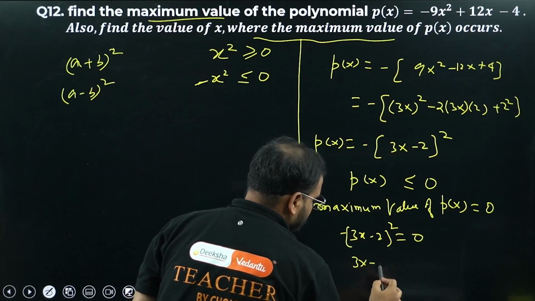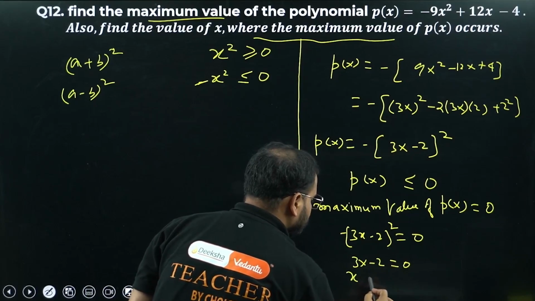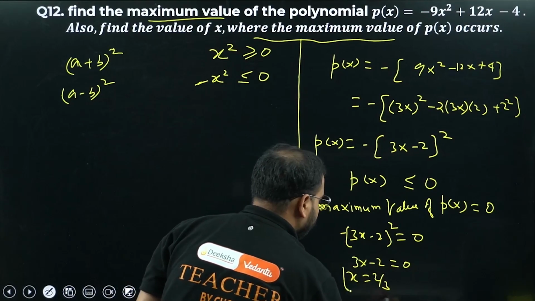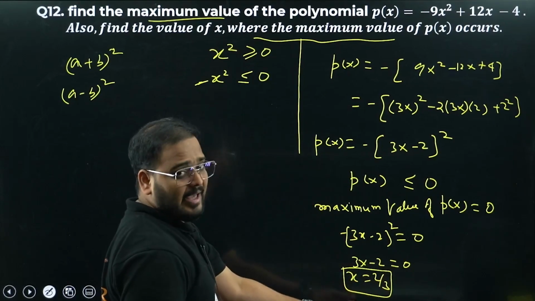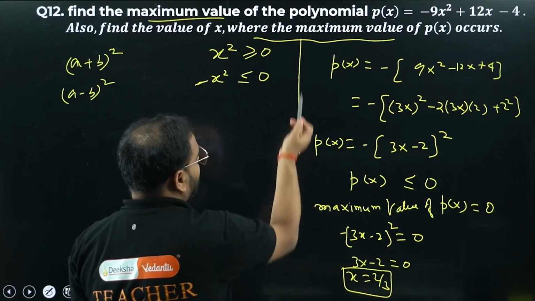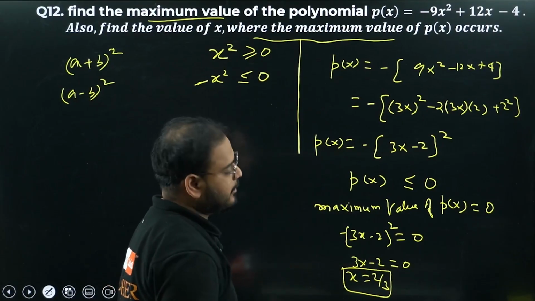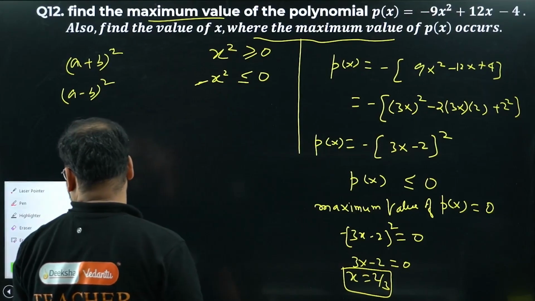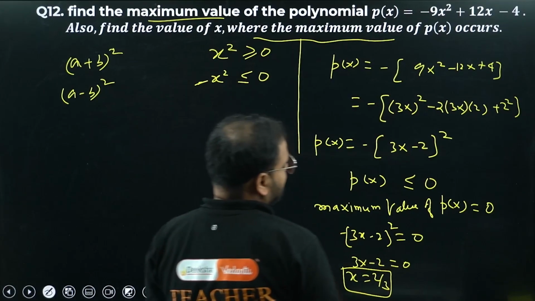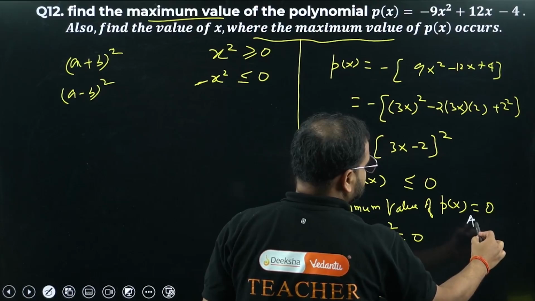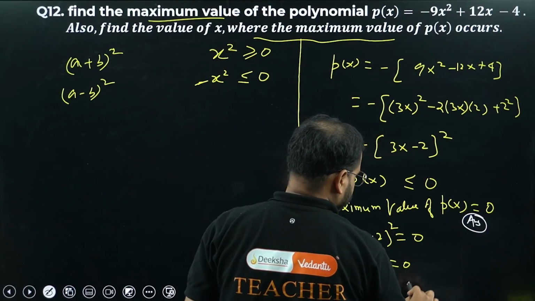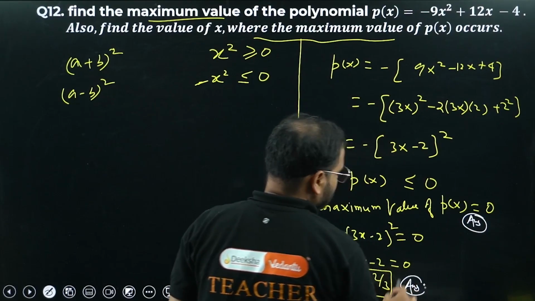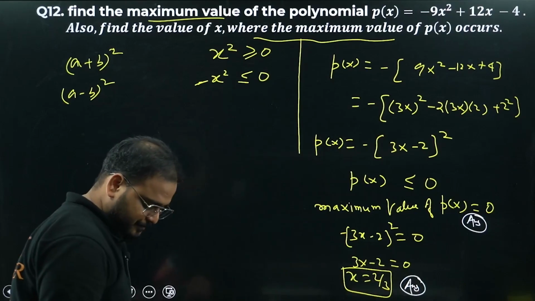So 3x minus 2 equals 0, x equals 2 by 3. This is the value of x where this polynomial p(x) will have its maximum value. 2 by 3. Have a look. So my answers are in two parts in this question. Part number 1 is this answer, and part number 2 is this one.